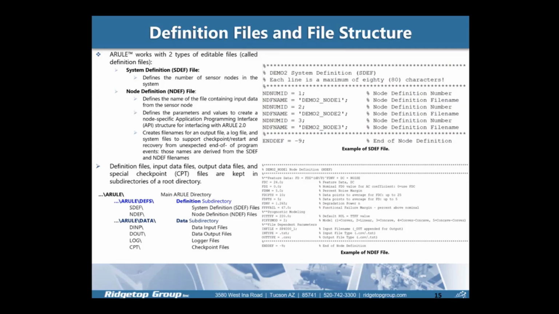So definition files, input data files, output data files, and the CPT files are kept in a very specific data structure that is shown down here. So you have your main ARULE directory, and under that you have two other directories, the definition subdirectory and the data subdirectory.